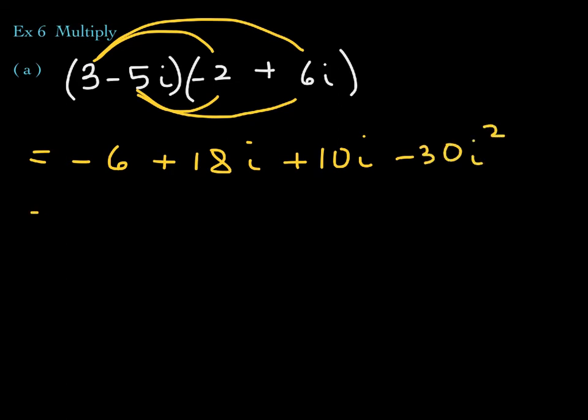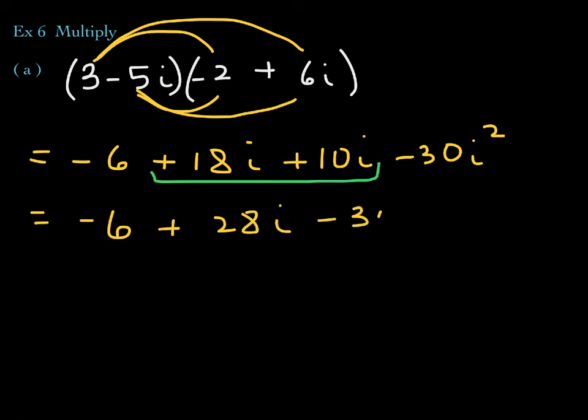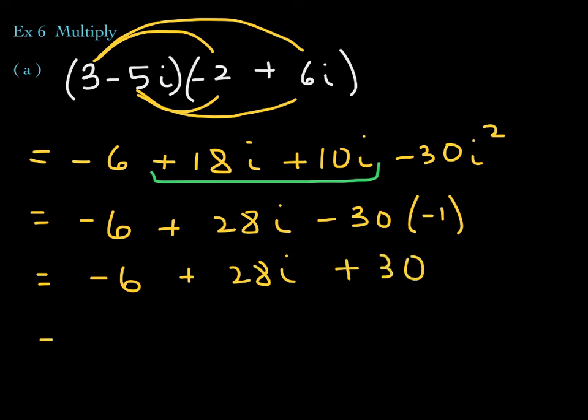All right, so then this is negative 6, and then notice that these two here are like terms that you can combine. So then that gives you plus 28i, and then minus 30 times negative 1 because of that i squared. So then this becomes negative 6 plus 28i plus 30. You can add the real parts, negative 6 and 30 together, to get positive 24, and then plus 28i.